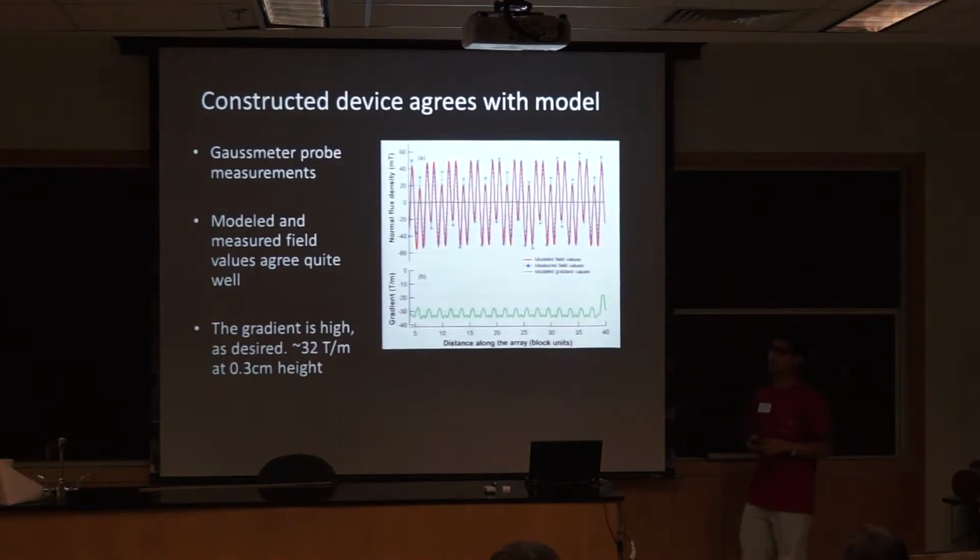Based on our approach of a Hallbach array, we constructed a device and modeled it to work a certain way. We have a modeled prediction, which is the red curve, and the blue curve is Gauss meter probe measurements, which show that our constructed device agrees with our model. We also find that the gradient is pretty high according to our model, which is what we need. We need a high gradient for magnetic separation.